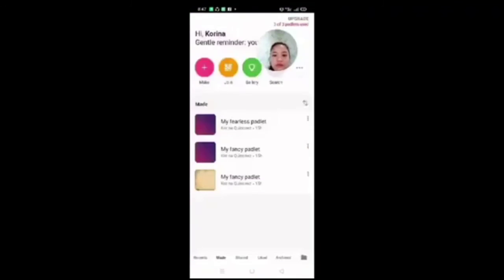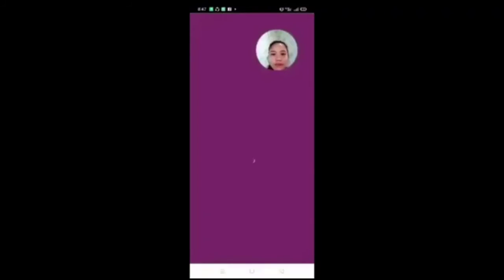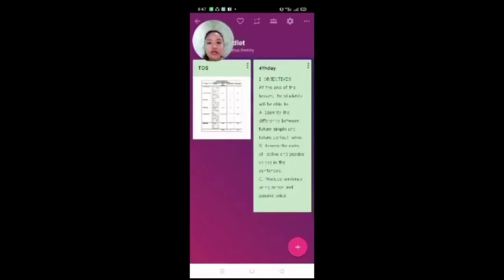So our fourth day objectives are: identify the difference between future simple and future tense, assess the rules of active and passive voice in the sentence, and produce the sentence using active and passive voice. So here, our objectives fall to the psychomotor domain because of the words assess and produce, and specifically in the evaluating and creating levels. So now let's have a view of our TOS.